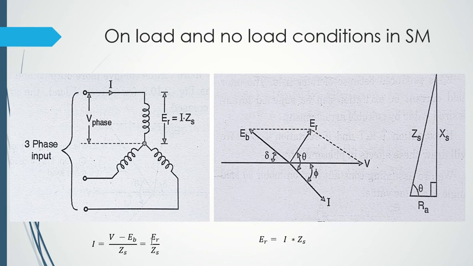Also, you can say ER. What is ER? ER is nothing but the vector sum of V and EB, right? So it is nothing but vector addition of V and EB. As EB is in the opposite direction, we are taking V minus EB. And again from this formula, if I want to make ER the subject, ER will be nothing but I into ZS, right?